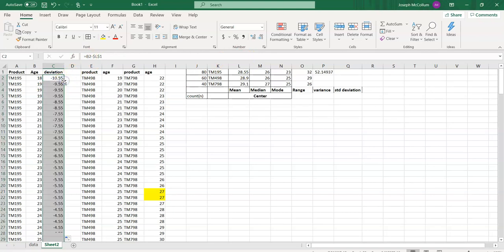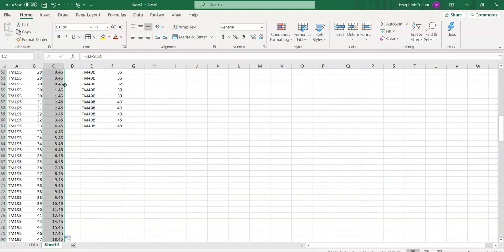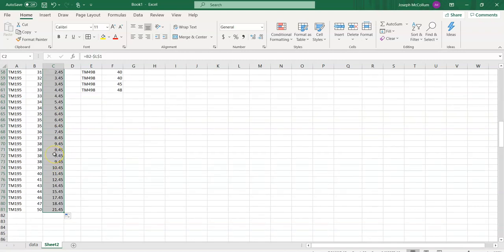So now I could just double click and it fills it all in for us. Notice it starts out negative and turns to positive. Because my data is sorted, that's what it's doing. Notice we get 21 points above average.